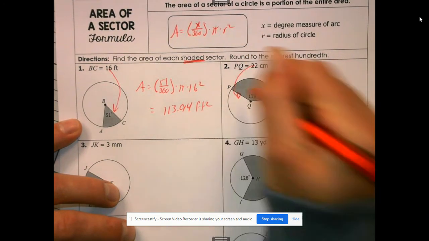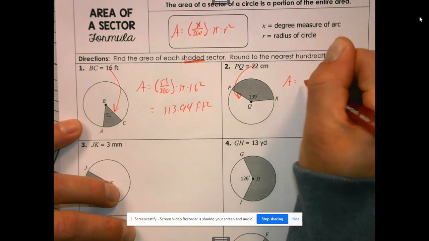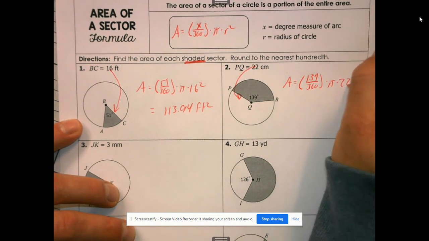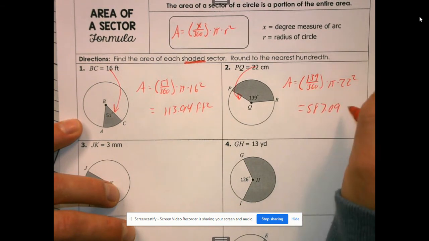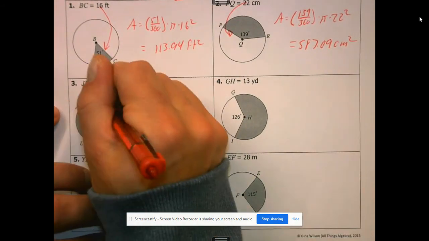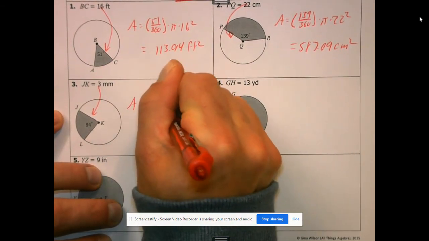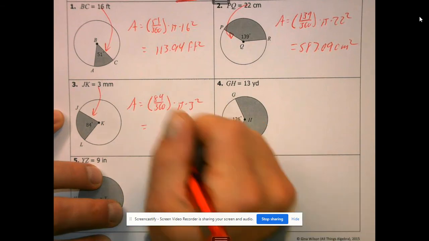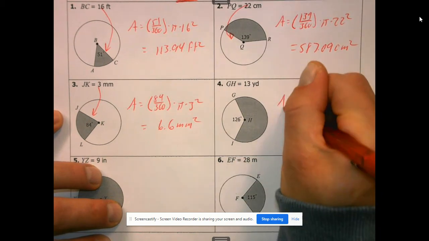P to Q is your radius. Central angle, 139, is your central angle. Central angle divided by 360 times pi times 22 squared. That comes out to be 587.09 square centimeters. J to K, that's your radius, that's your central angle, just more repetition. 84 divided by 360 times pi times radius squared. Solution, 6.6 square millimeters.